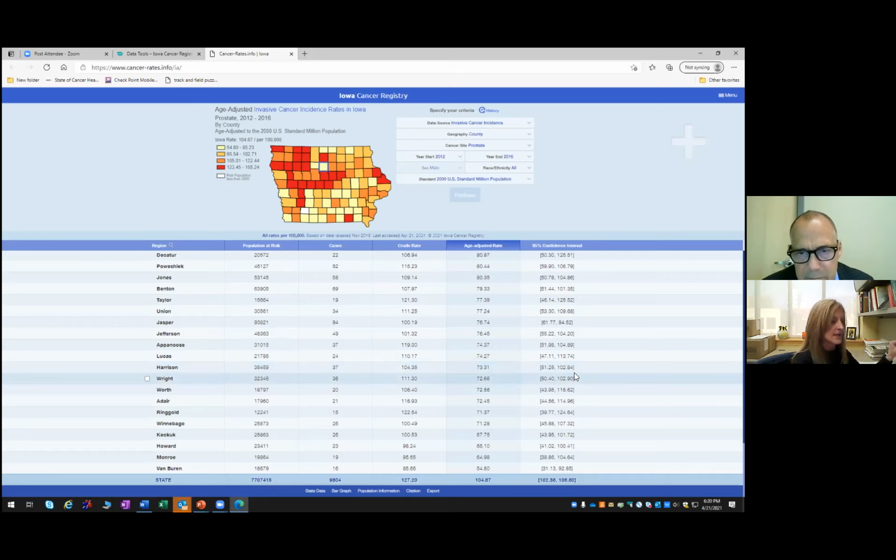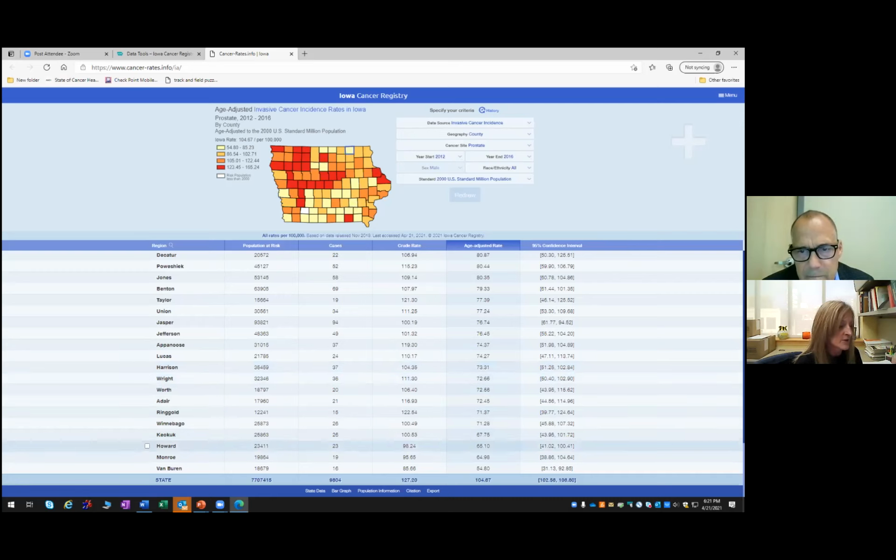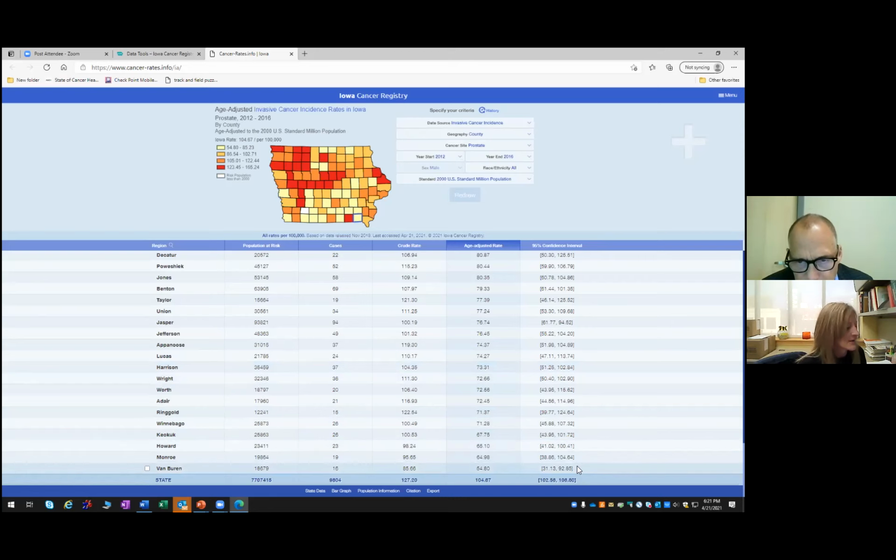If you had it on like a line and you had shaded in from 51 to 102.84, and then say you used a different color and then found 50 to 102.8, you would look to see if those two colors overlapped at all. And if they did, then there's no statistical significance. But if you look down here, say you were interested in Van Buren and you wanted to compare it to the state of Iowa, you would have 31.13 to 92.85 for Van Buren. But look at how the state rate starts at 102.56 to 106.6. They don't overlap because there's going to be that area from 92.85 up until that 102.56. So if you were looking at Van Buren, you would say that Van Buren is statistically significantly lower for prostate cancer when compared to the state.